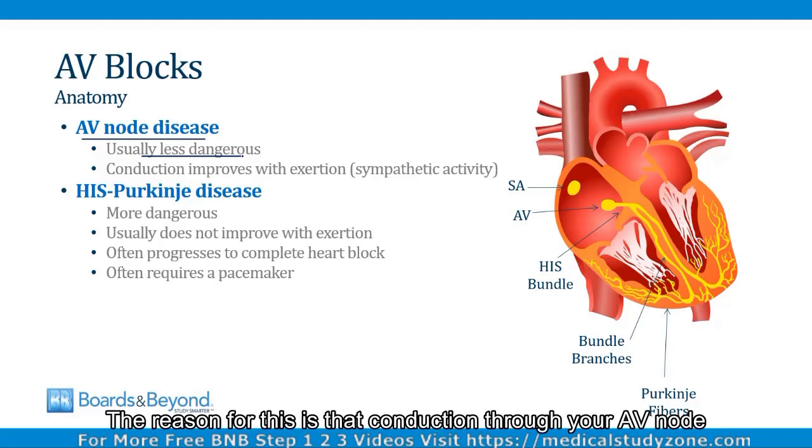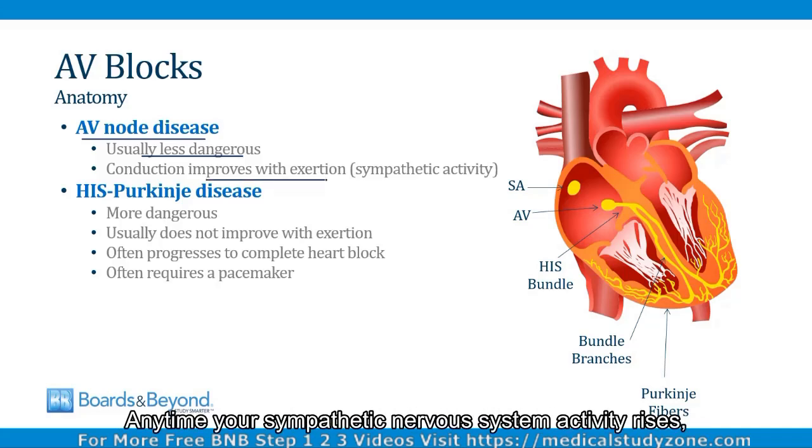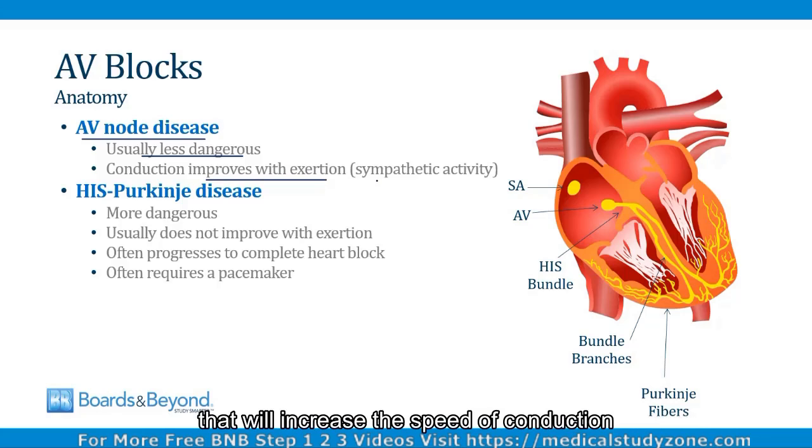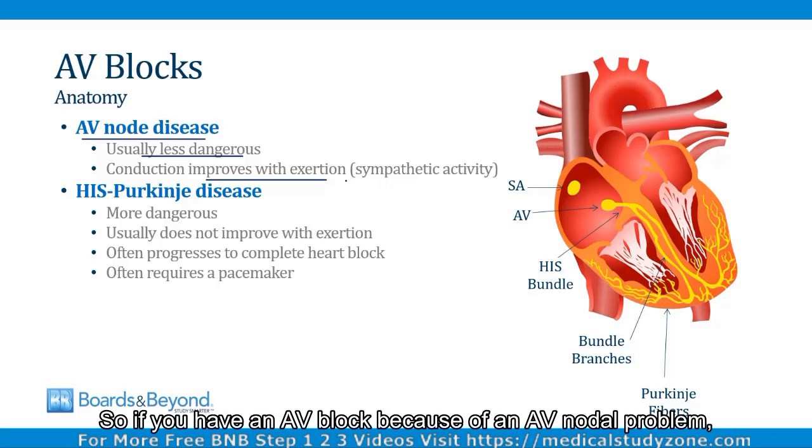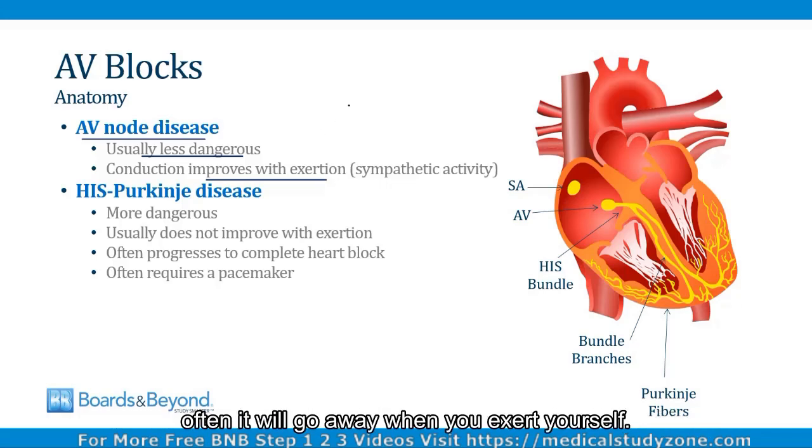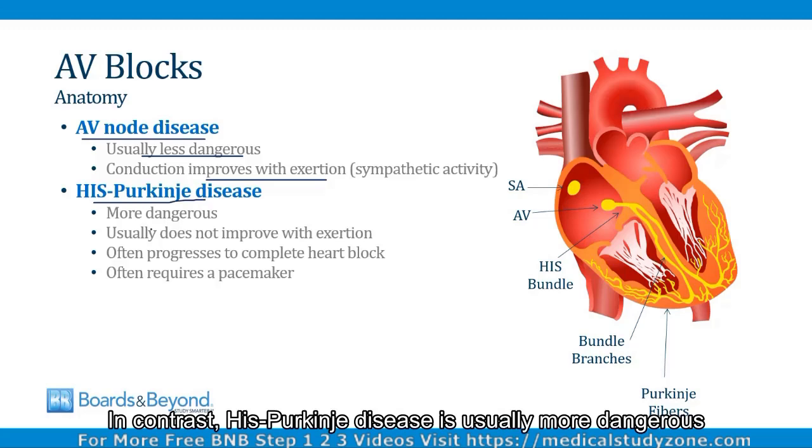The reason for this is that conduction through your AV node improves with exertion. Anytime your sympathetic nervous system activity rises, that will increase the speed of conduction through the AV node. So if you have an AV block because of an AV nodal problem, often it will go away when you exert yourself, and that makes the problem more benign. In contrast, His-Purkinje disease is usually more dangerous.